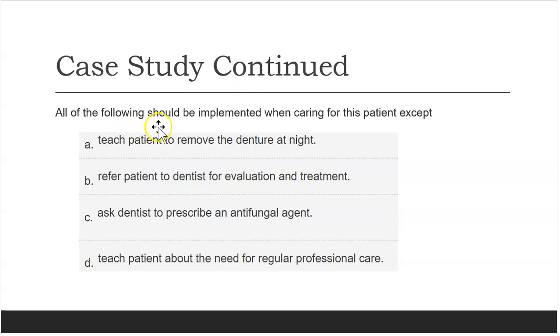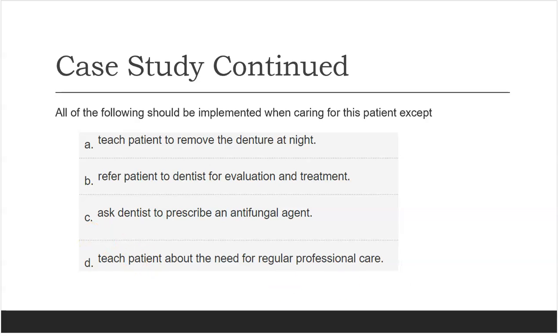Continuing on, all of the following should be implemented when caring for the patient we looked at in the previous slide, except what? What should we not tell them? Should we not tell them to remove the denture at night? Should we not tell them to go to a dentist for evaluation and treatment? Should we not tell them to ask the dentist to prescribe an antifungal agent? Or should we not teach the patient about the need for regular professional care? Which of these is an exception?